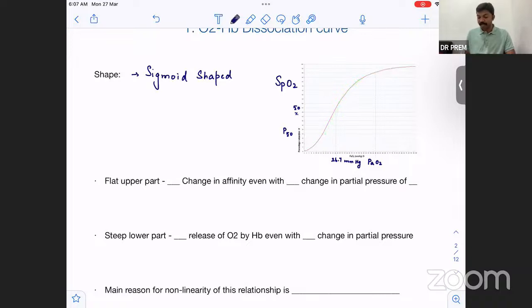This flat upper part is telling you that there is going to be very, very little change in affinity. The affinity is extremely static. There is not going to be much difference in the affinity, even though there is a huge difference in partial pressure of arterial oxygen. Even though the arterial oxygen changes a lot, the flat portion is not showing much change in affinity.